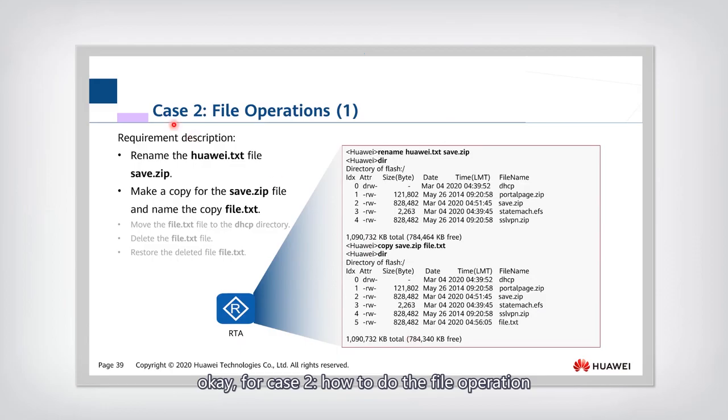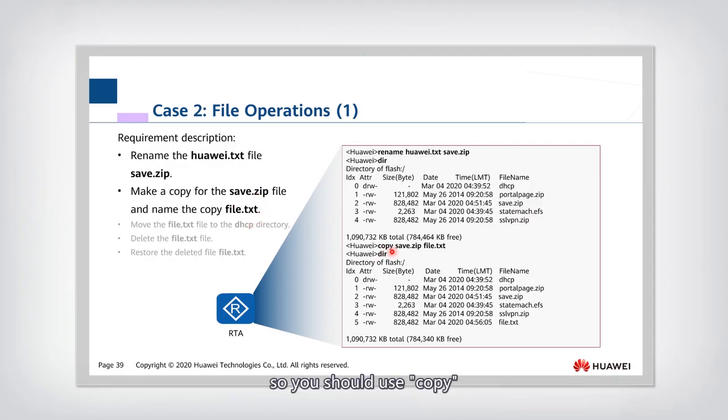Okay, for case 2, how to do the file operation. Just now, actually, we were doing the directory operation. Now for file operation, we can rename a file into a new name. Yeah, we can use this command. And then let's look at the result. Now, if we look at the files, you can see that originally there is a Huawei.txt, but now it has changed to safe.zip.